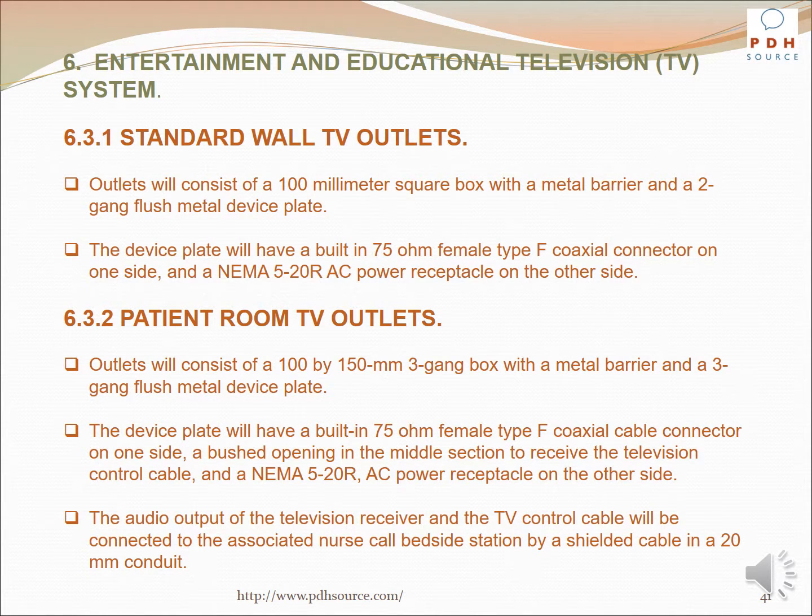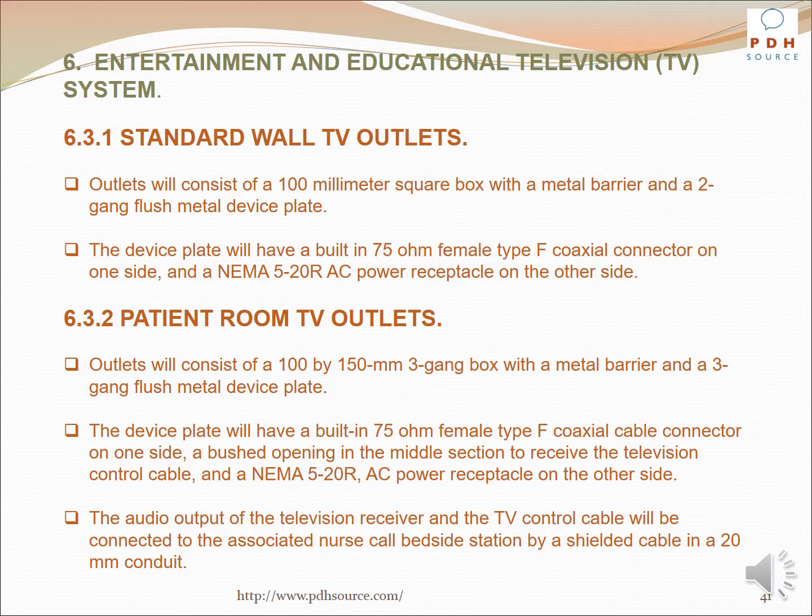Standard wall TV outlets. Outlets will consist of a 100 millimeter square box with a metal barrier and a 2-gang flush metal device plate. The device plate will have a built-in 75 ohm female type F coaxial connector on one side and a NEMA 5-20R AC power receptacle on the other.